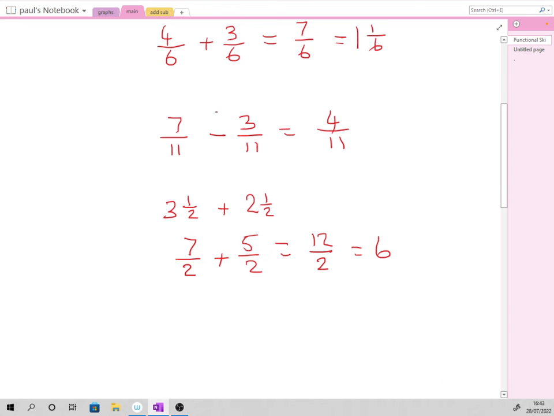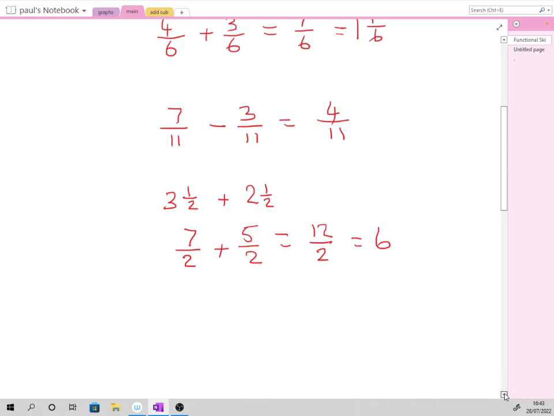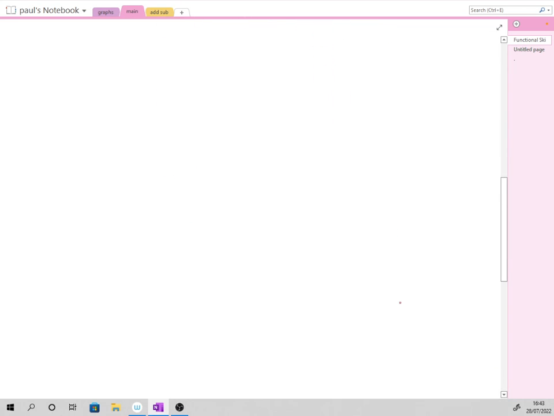So adding and subtracting when you have the common denominators is fairly straightforward. But what happens if you want to add something like this? 1/3 plus 2/5. We don't need to find a common multiple of 3 and 5, the lowest common denominator. We don't need to do that. All we need to do is just cross multiply, as we did before.